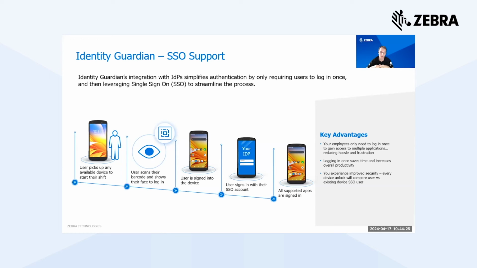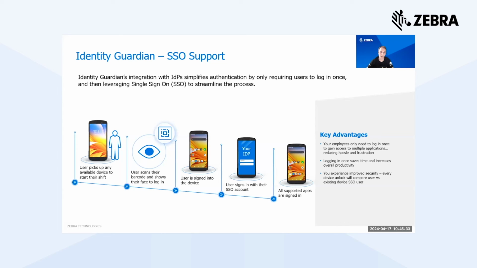And the typical workflow will be as follows. The user will pick a device for the shift. The user will then authenticate themselves, will scan the barcode, will authenticate themselves with the face, and then the user will be signed into the device. Right after that, if we are also providing SSO support, then Identity Guardian will launch the window for the login on the SSO provider. So the user will then follow the login process from the SSO provider, and once the authentication is successful, the user will have direct access to the applications leveraging that SSO provider.